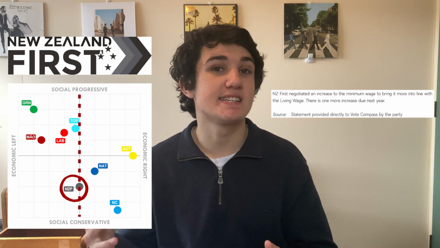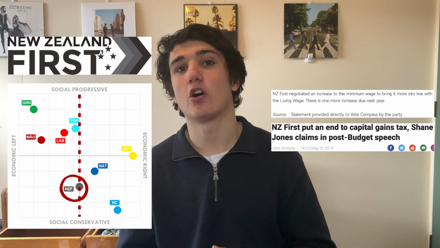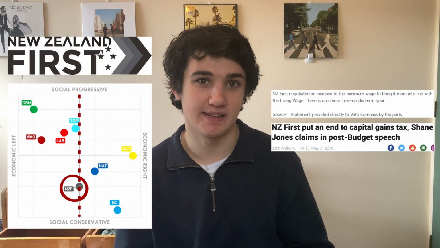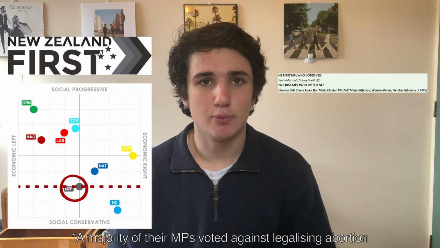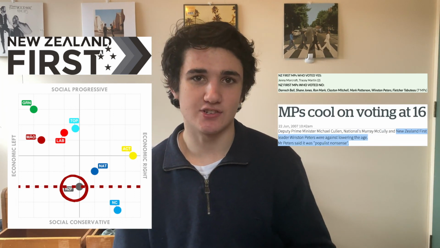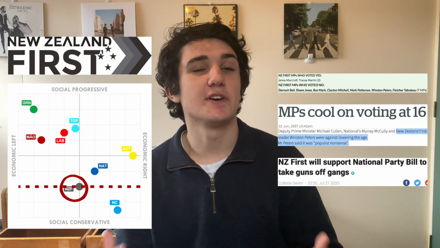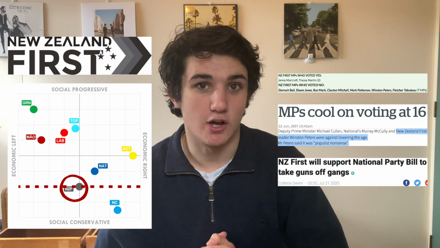They support an increase to the minimum wage, however they did block a capital gains tax being implemented in the last term. They are also pretty socially conservative. They voted against legalising abortion and opposed lowering the voting age to 16. They are also known to frequently feature law and order issues on their policy platform.